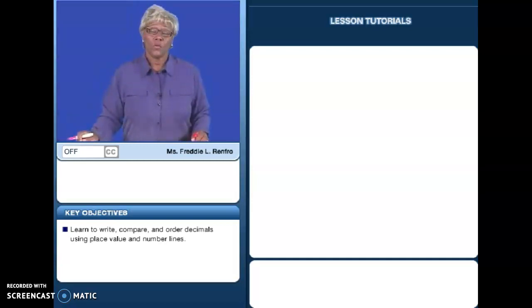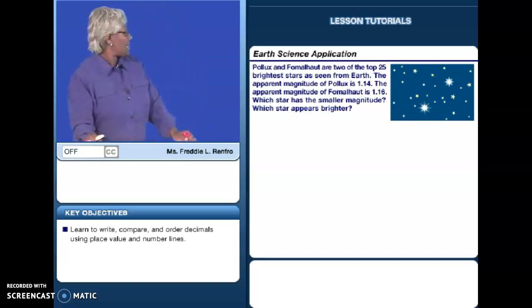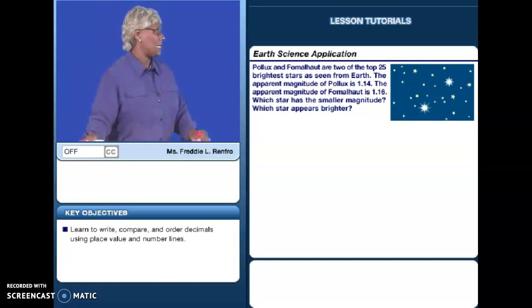Let's take a look at a real-world example that involves comparing decimals. Pollux and Fomalhaut are two of the top 25 brightest stars as seen from Earth. The apparent magnitude of Pollux is 1 and 14/100ths, whereas the apparent magnitude of Fomalhaut is 1 and 16/100ths. Which star has the smaller magnitude?